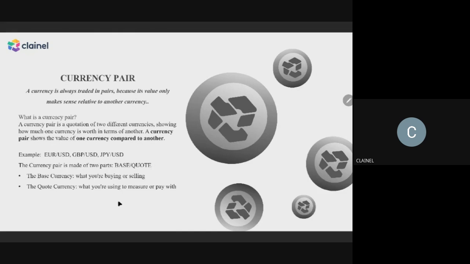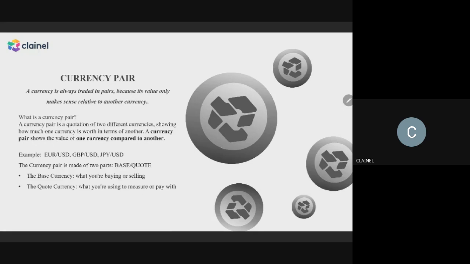measure or pay with. That is the means of measurement, the quote, as you may say. Because now, okay, you want to buy $1. Let's use an example, the NGN/USD. $1 is equivalent to 1,580 in the black market. So it would be 1,580 per USD. You understand? And your quote currency is what you're using to measure or pay with.